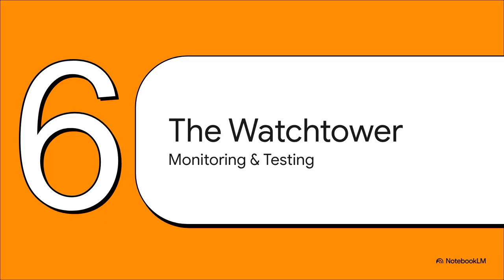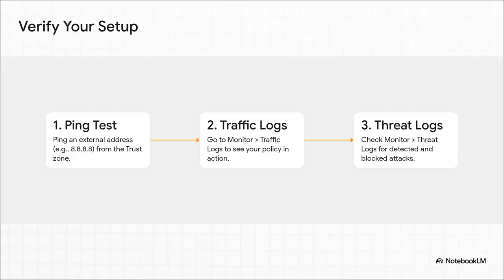So our fortress is built, the rules are in place, and the guards are on duty. The final stage is to build the watchtower. We have to make sure everything's working as expected and learn how to actually watch the traffic coming and going. And testing is pretty straightforward. Just hop on a computer that's inside your trust zone and try to ping something on the internet, like Google's DNS server at 8.8.8.8. If you get a reply, congratulations, you have internet.